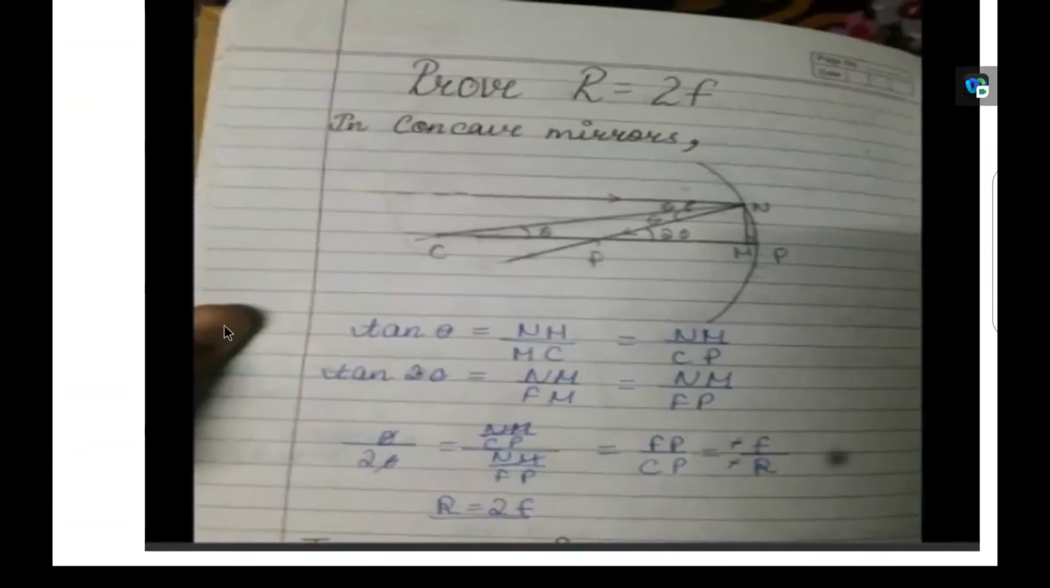Here in this one, we have got lastly 1 by 2 is equal to Fp by Cp. Here Fp, the distance from pole to focus, we have got minus f, that is focal length. We are moving opposite to the incident ray, that's why we have taken negative sign. Pole to center of curvature, that is radius of curvature. Why we have taken minus here also? Because we are moving opposite to the incident ray.